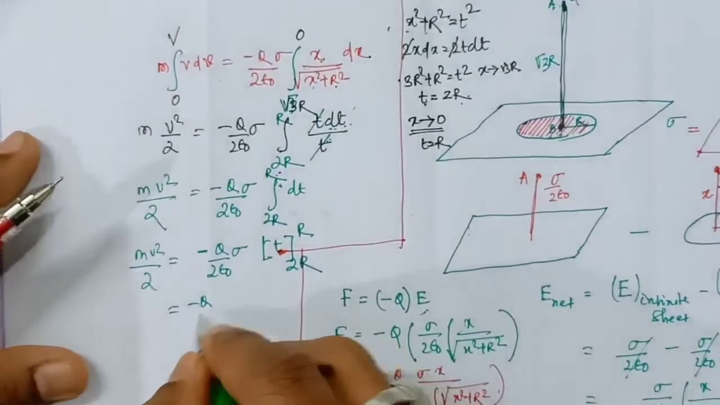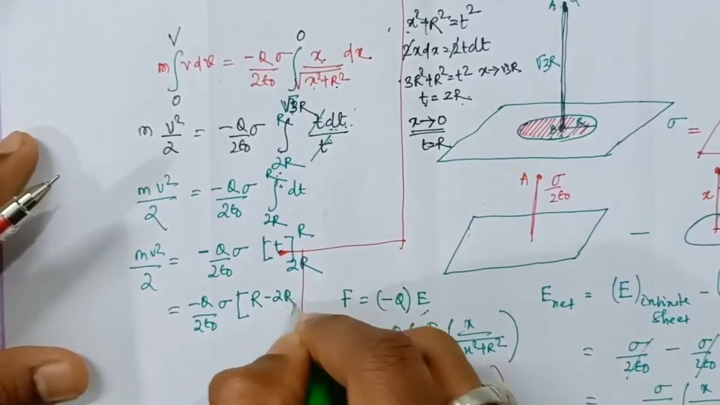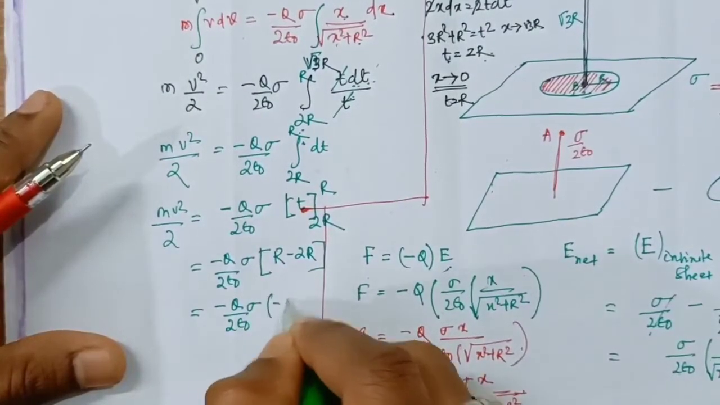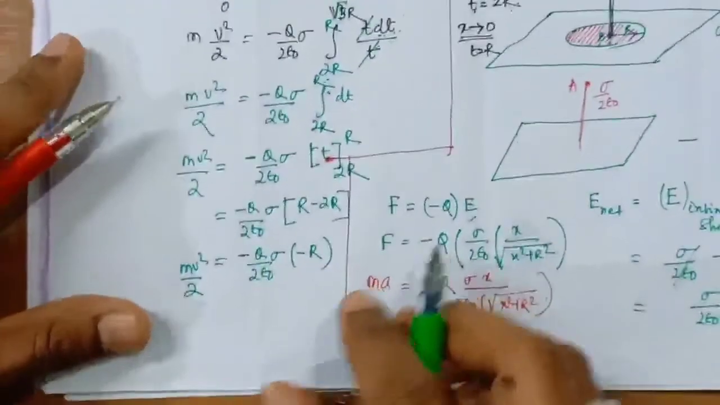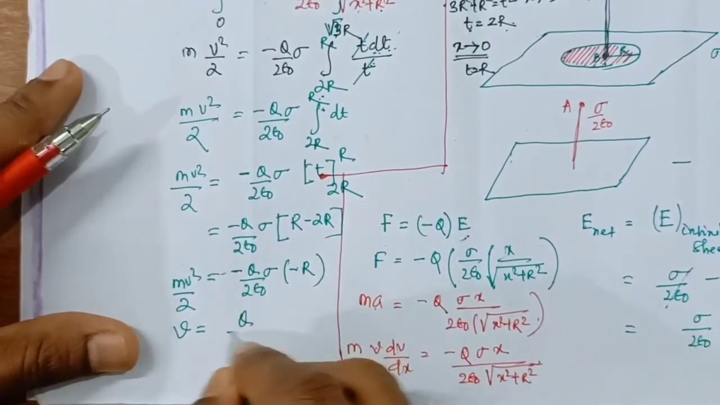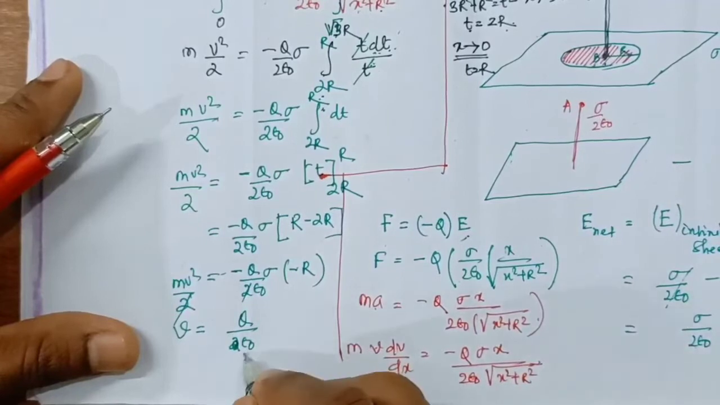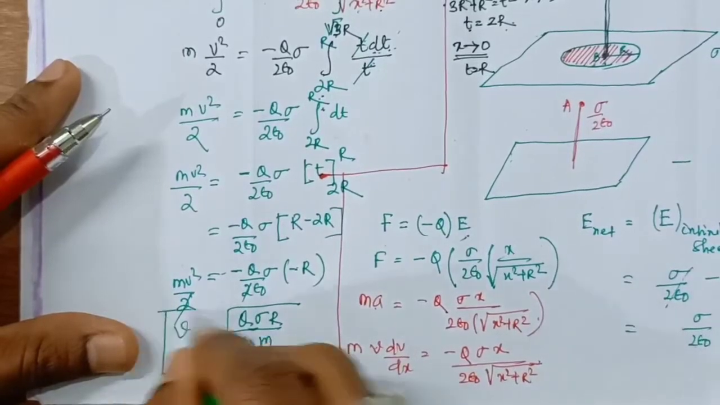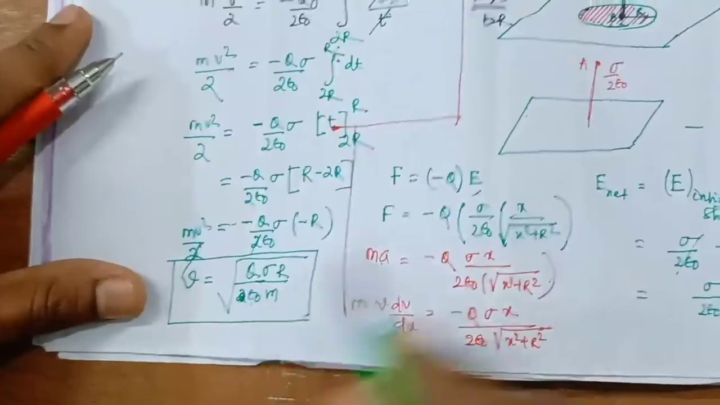This is simple mathematics I am doing. So the expression is coming minus q by 2 epsilon naught sigma, this is minus r. So mv square by 2 equals this. I want the velocity, that is what is being asked. So velocity equals, this is positive, q upon 2 epsilon naught. This 2 also cancels, no need to write 2 here. Q by epsilon naught sigma r upon m whole root over. This is the expression of velocity at the point B.